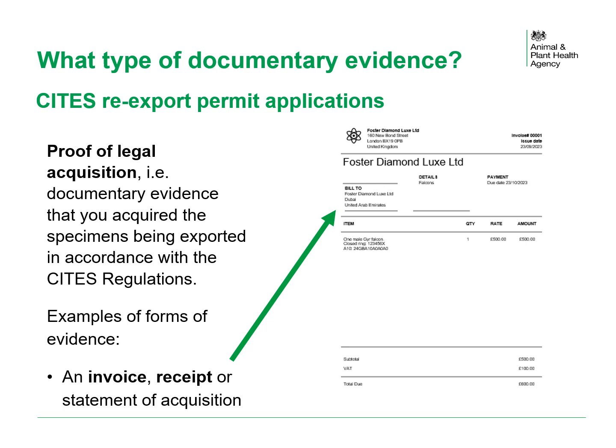Examples of forms of documentary evidence to prove legal acquisition include a copy of an invoice or receipt clearly showing the date of acquisition, a description of the specimen you acquired, and the details of the person or company you acquired the specimen from. If you are re-exporting an item you inherited, you need to provide a statement confirming the date you inherited the item, the person you inherited the item from, and where and when the item was originally acquired.